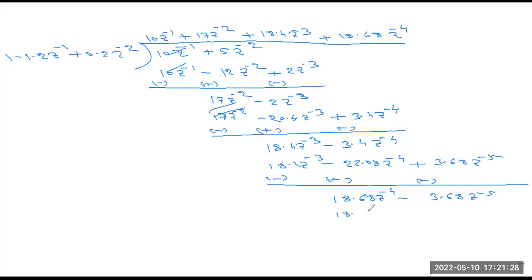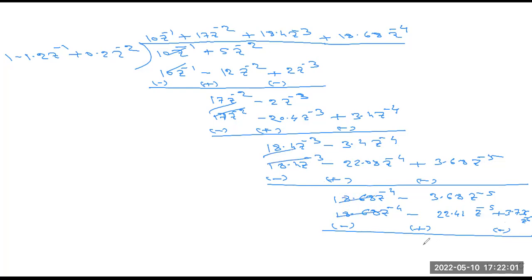So the first term, you know that this is the same thing. Then minus, plus, minus. Then this is also coming 22.41 z inverse 5 plus 3.736 z inverse 6. Now again the same thing, the sign changes and these are negligible, that is cutting down. So the result, whatever you have to come, you have to calculate it from here, minus plus.